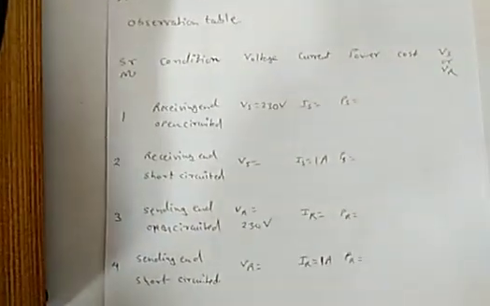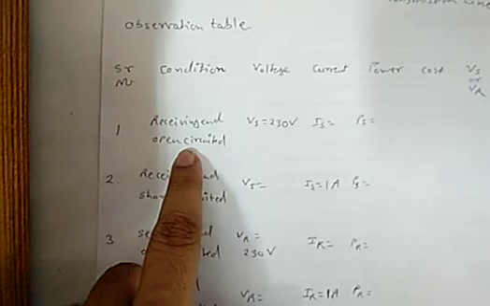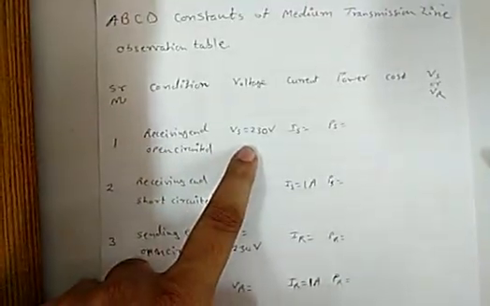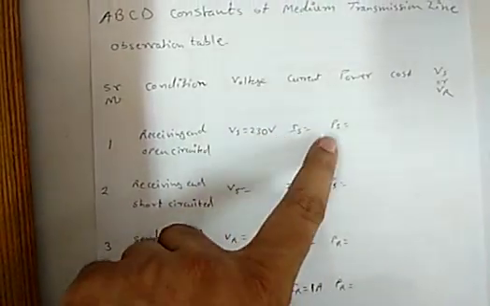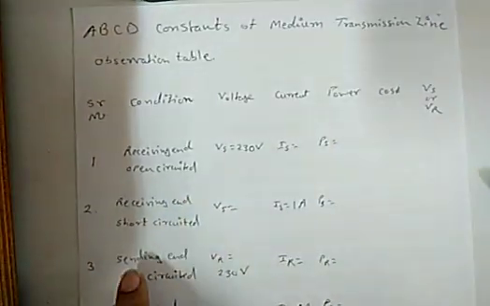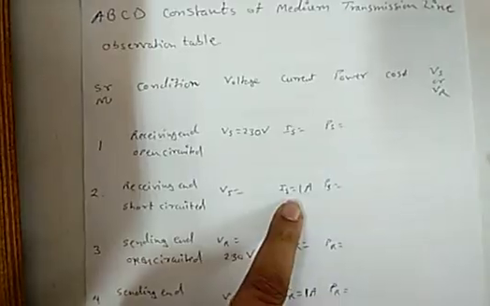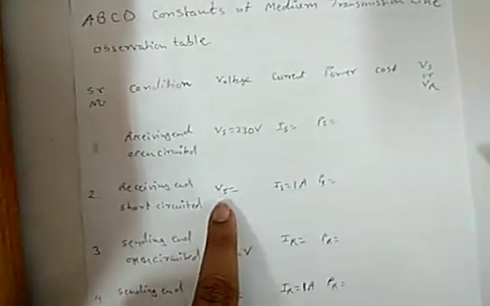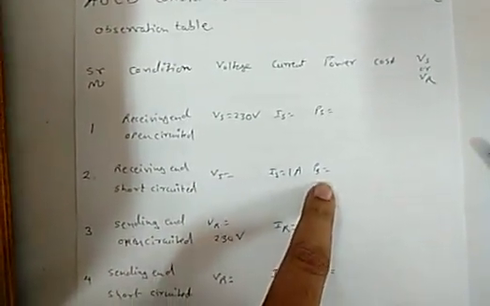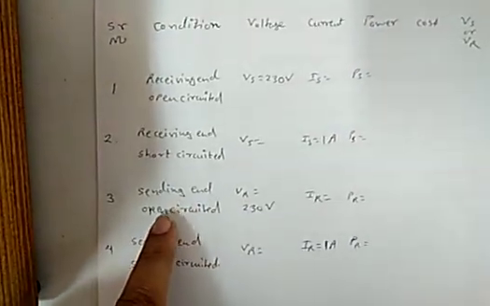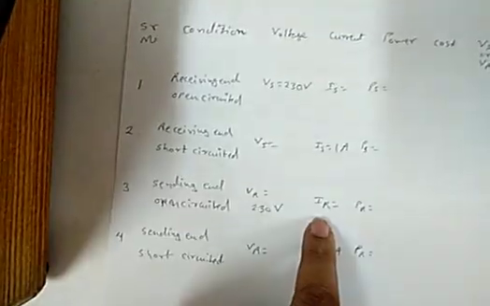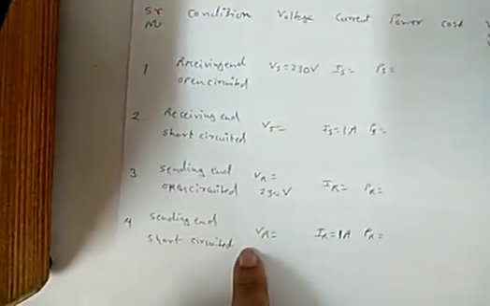So there are four conditions. Receiving end open circuited: at that time we have to apply the rated voltage to the sending end, and note down the corresponding sending end current and sending end power. Then receiving end short circuited: at that time we have to pass the rated current of 1 ampere, and note down the corresponding sending end voltage and power. Then we have to make the sending end open and sending end short, and note down the corresponding receiving end current, receiving end voltage and receiving end power. So I will run the experiment now.